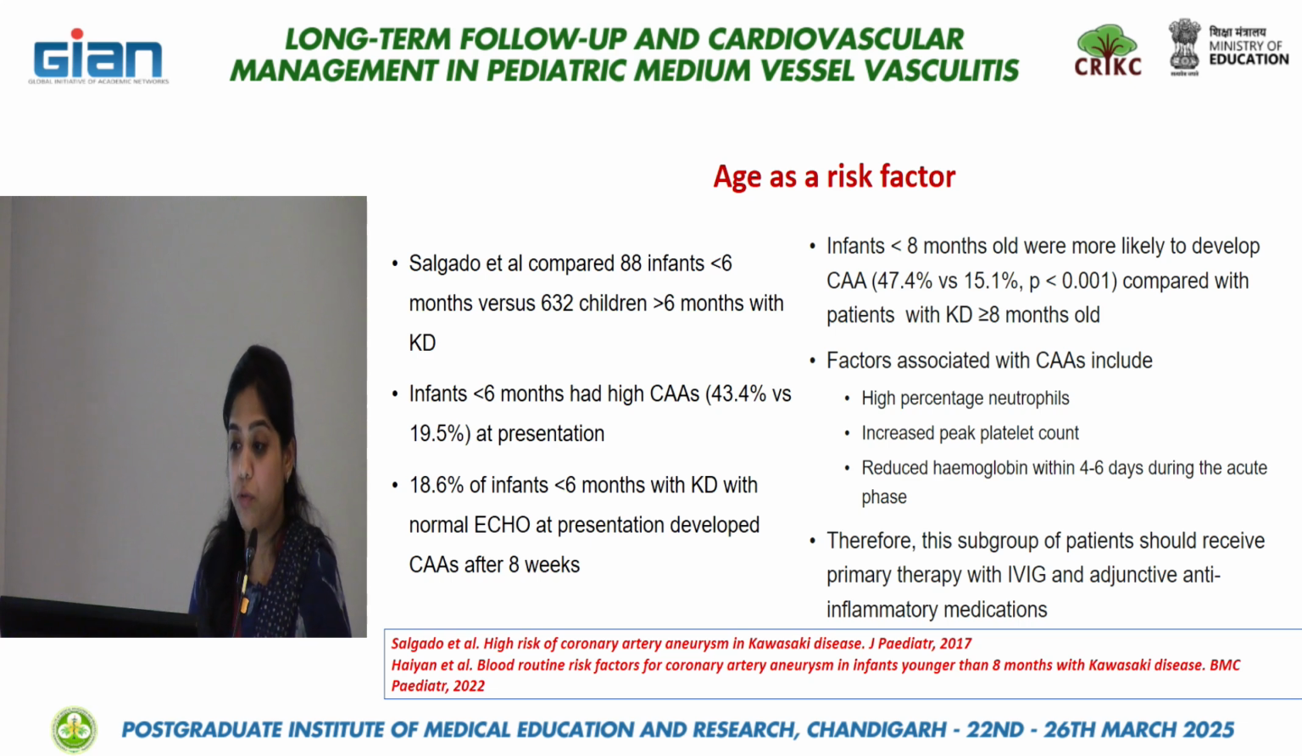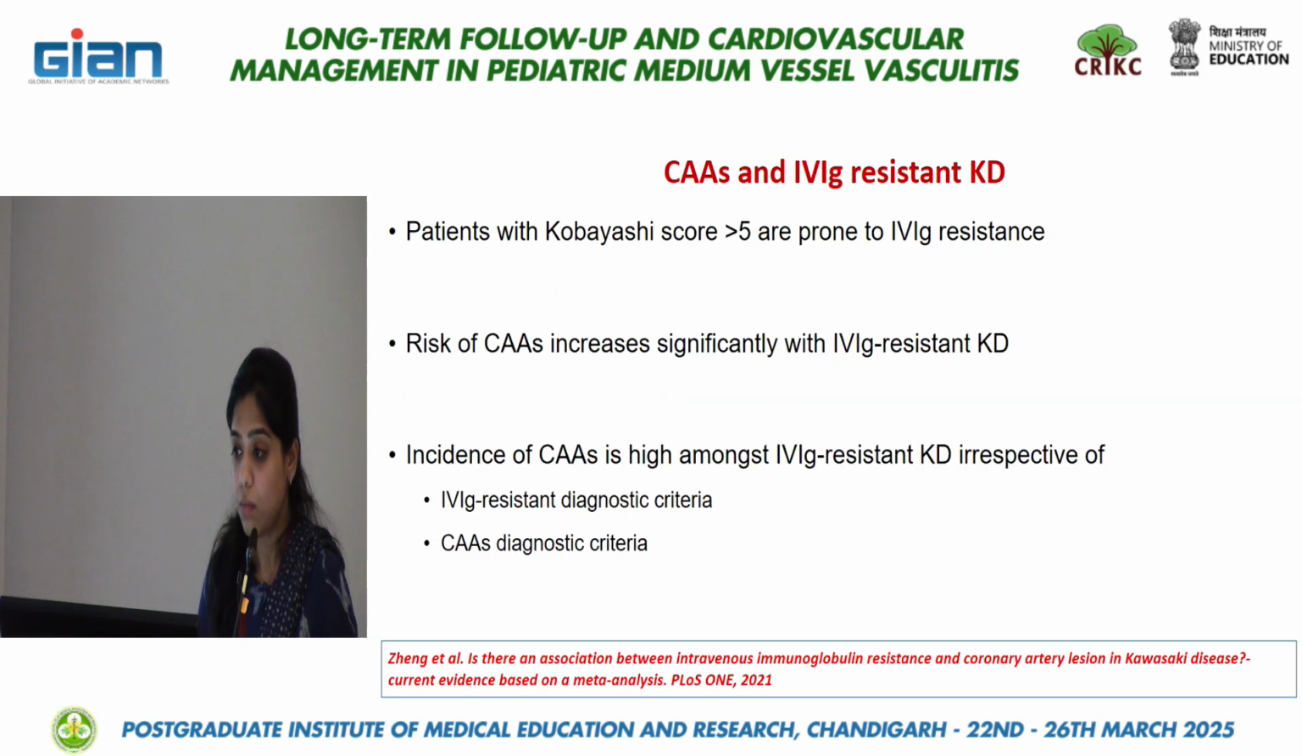So this is one group, infants, that is, less than 1 year. A few say less than 6 months, a few say less than 8 months, and different studies say different age groups, but definitely less than 1 year is a risk factor for developing coronary artery aneurysms. I have also highlighted an article from our institute regarding the older age group. I think Deepti ma'am has highlighted that article. In that study, in the older age group, coronary artery aneurysms were around 15%.